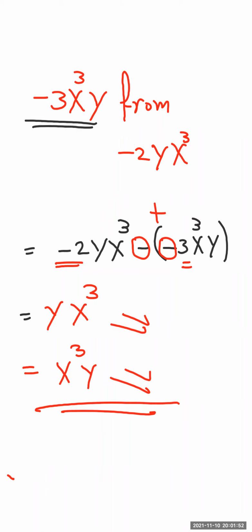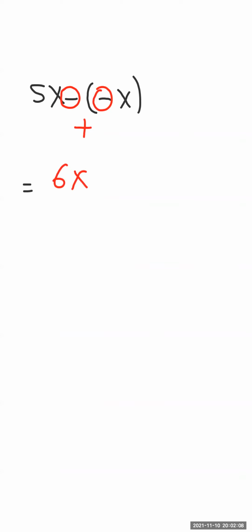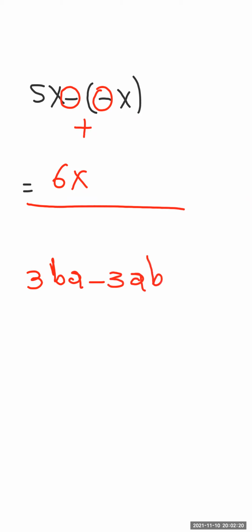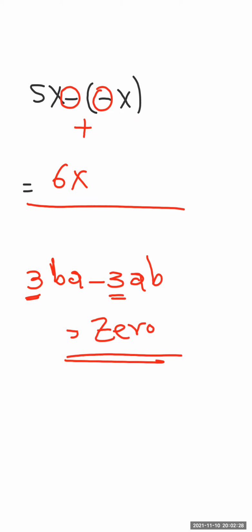Now I'm going to solve some questions like this one. Concentrate, guys. 5x minus negative x. So we just said that minus negative means positive. So 5x plus x will equal 6x. Correct? Correct. 3ba minus 3ab. Actually, the two terms are exactly the same, right? So this means it will equal what? Zero. 3 minus 3 means 0. So in this case, it will equal 0.